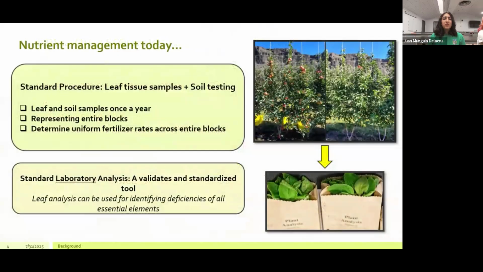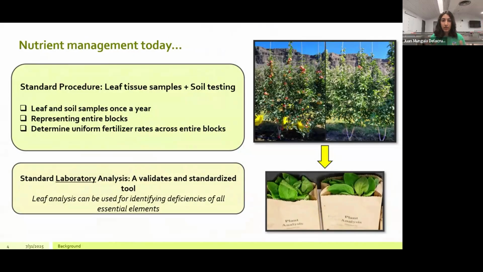So what does nutrient management even look like today? What are most growers using to analyze and assess their trees? They're using what we call the standard procedure, and it's usually divided into two parts because you can't use a single test to confirm what you need to apply. That's why we use leaf tissue samples and soil testing.